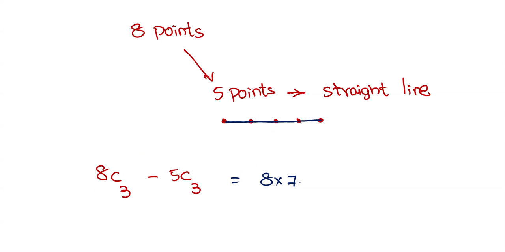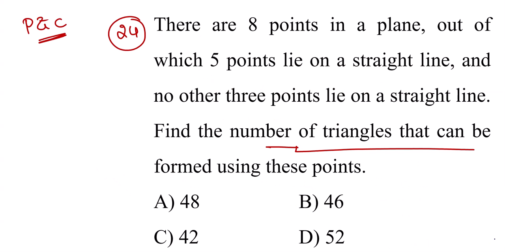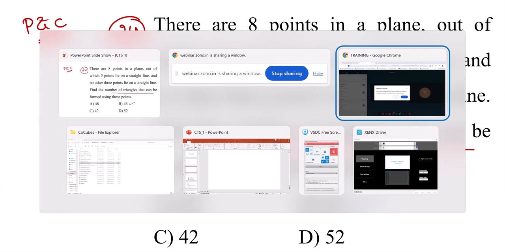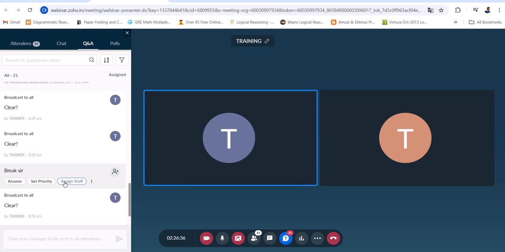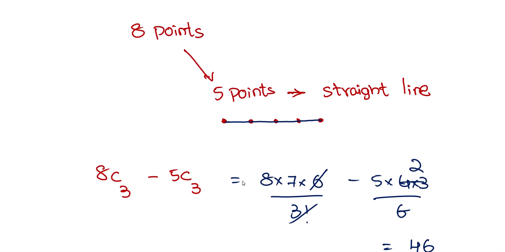8C3 means 8 into 7 into 6 divided by 3 factorial. 5C3 is 5 into 4 into 3 divided by 3 factorial, which is nothing but 10. The 6 cancels, and this is 2 times 7 into 4, so 56 minus 10, we got 46 as the answer. Permutations and combinations related question. So 8 points, 5 points in a line, and the number of triangles that can be formed using these is 46.